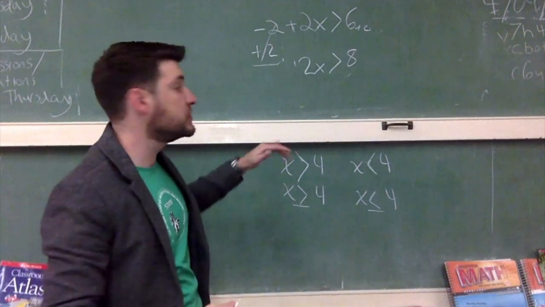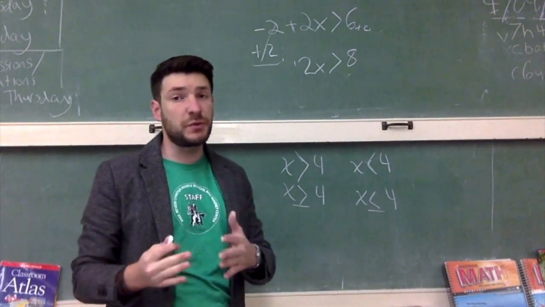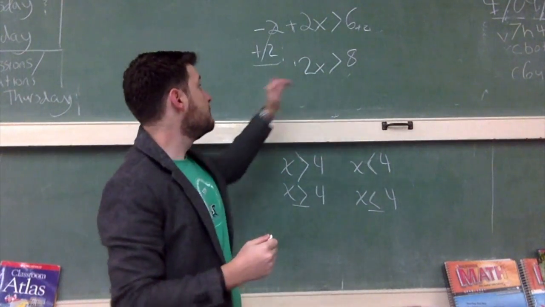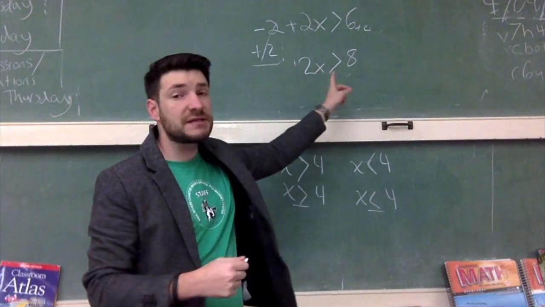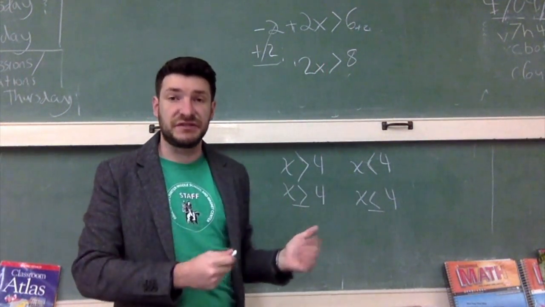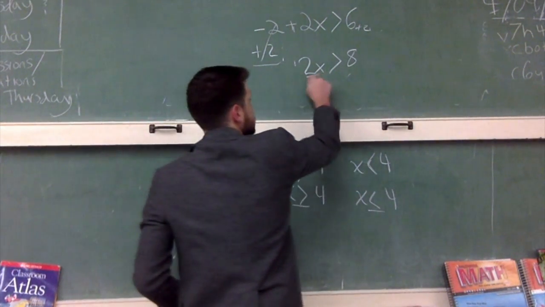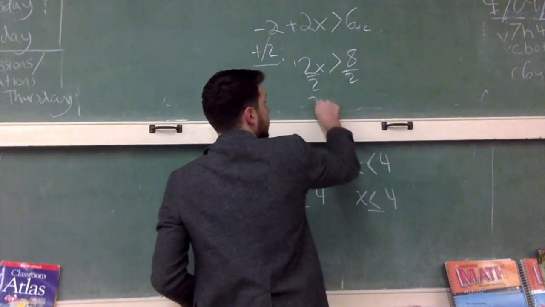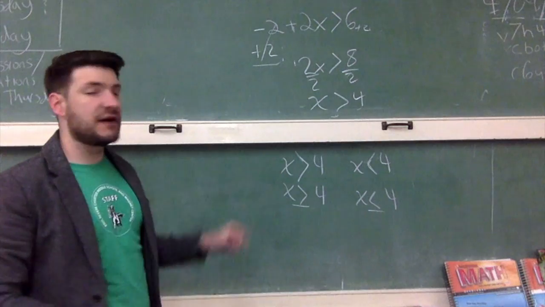I still can't have that 2. So what is the inverse operation of multiplying by 2? This is where I see the most mistakes, where instead of dividing, you guys subtract. That doesn't say 2 plus x, that says 2 times x. The opposite of times is division. So you want to divide by 2 when they're touching like that. Divide by 2, x is greater than 4, which is the answer we have right here.